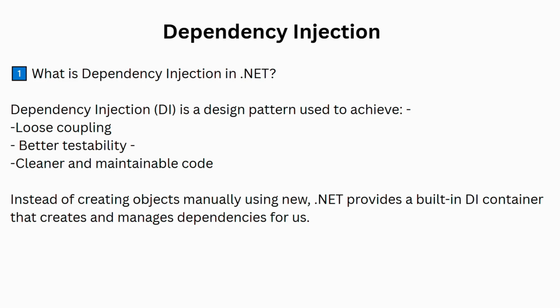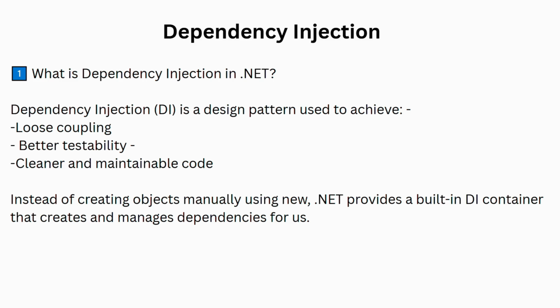So dependency injection is a design pattern used to achieve loose coupling, better testability, and cleaner, maintainable code. These are important attributes of dependency injection as a design pattern that make efficient DI containers. So what is loose coupling? Loose coupling is when you are not directly creating the instance of any particular service or class. That's called loose coupling.